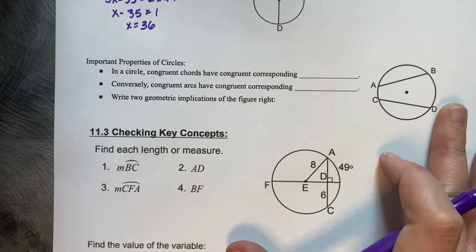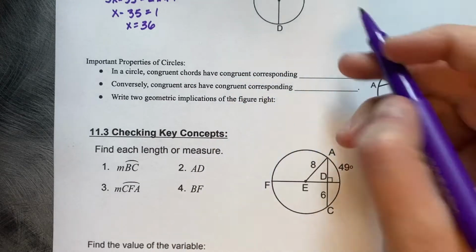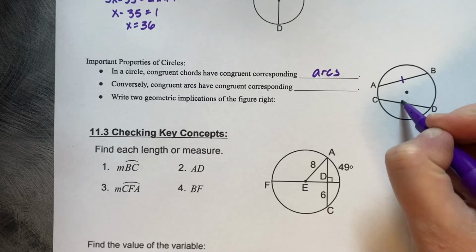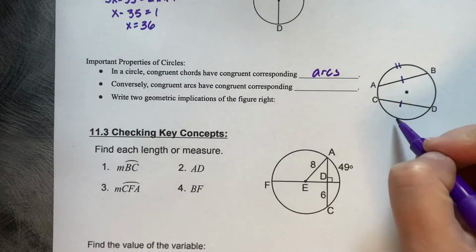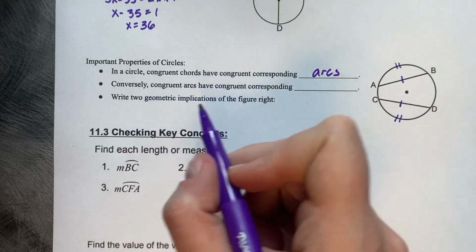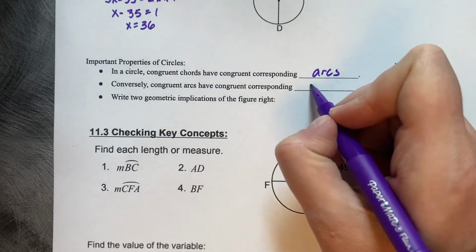Important properties of circles. In a circle, congruent chords have congruent corresponding arcs. So if we say that AB is congruent to CD, that also means that arc AB is congruent to arc CD. Conversely, congruent arcs have congruent corresponding chords.